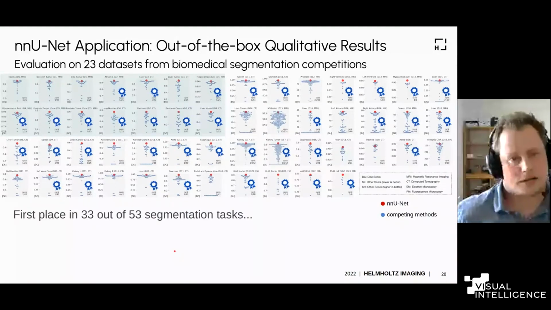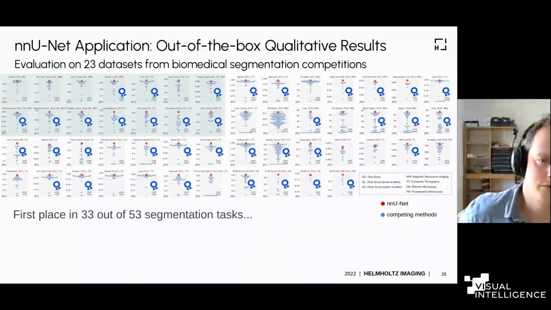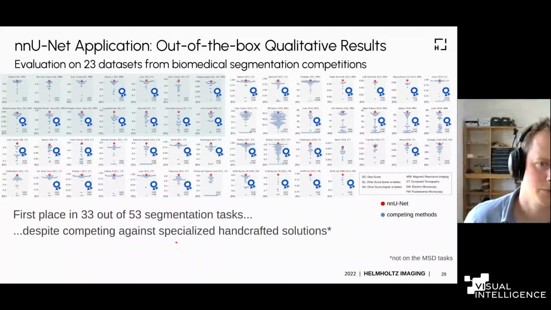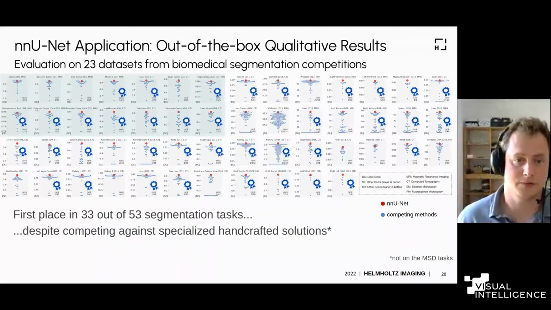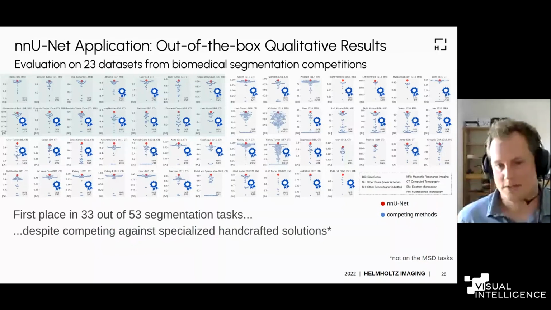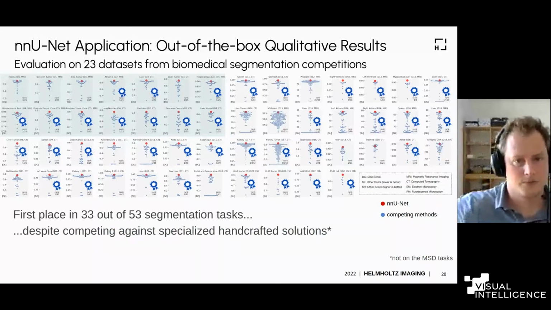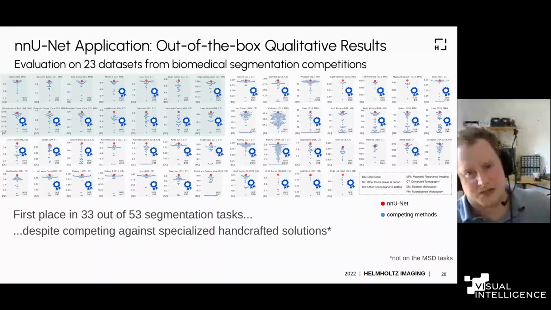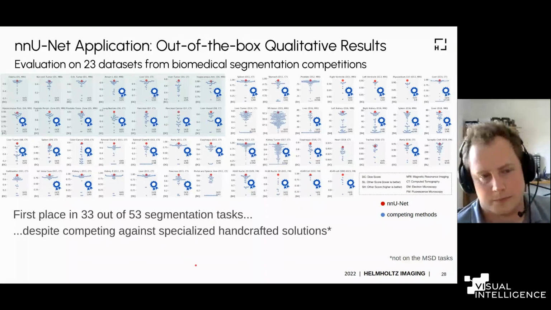And actually, at the time of submitting the paper, we were in first place in 33 out of 53 segmentation tasks. And what was really encouraging about this was that we were able to achieve this with nnU-Net, where we didn't touch anything essentially, and we were able to outcompete specialized handcrafted solutions. So for each of these data sets, people specifically optimized a segmentation method with this, you could say, trial and error procedure I outlined at the beginning. And despite them specifically optimizing for each respective data set, nnU-Net was able to get highly competitive performance. So that was really cool.